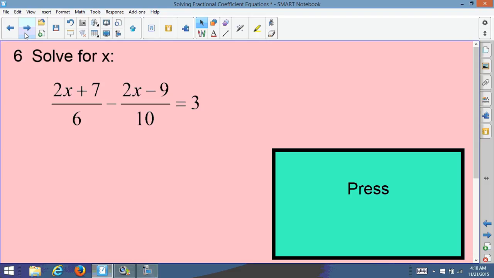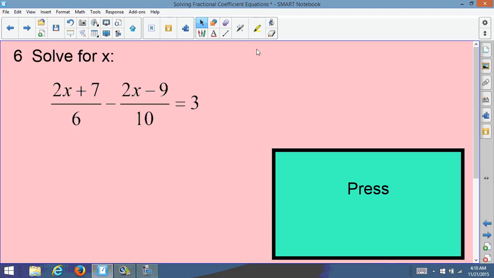Here's another question. This one's a little longer. Solve for x. We have (2x + 7) over 6 minus (2x - 9) over 10 equals 3. Okay, same steps. It's just a little bit longer and more to deal with.